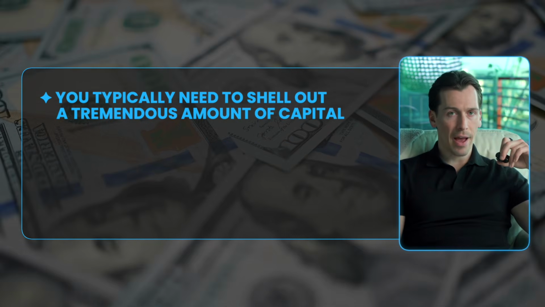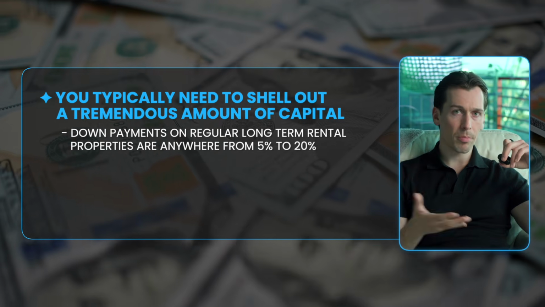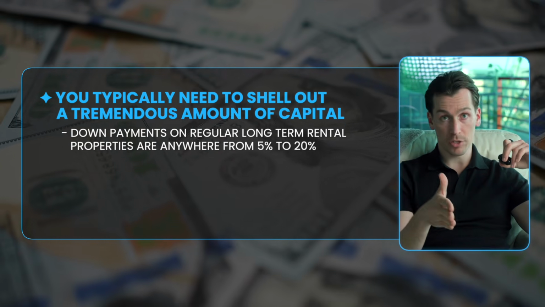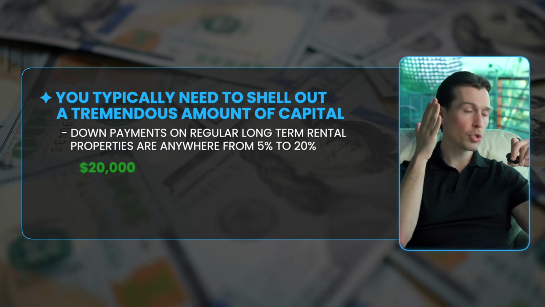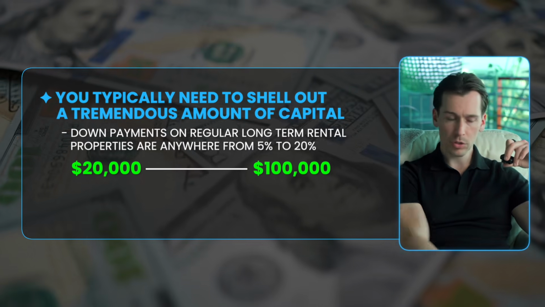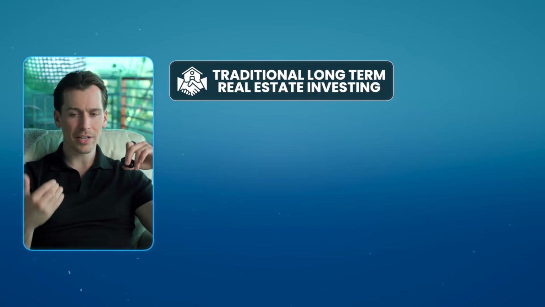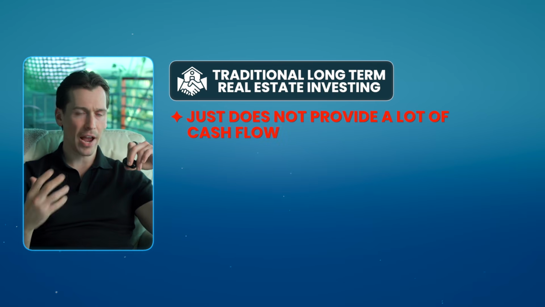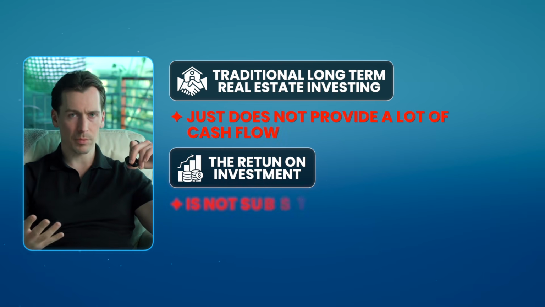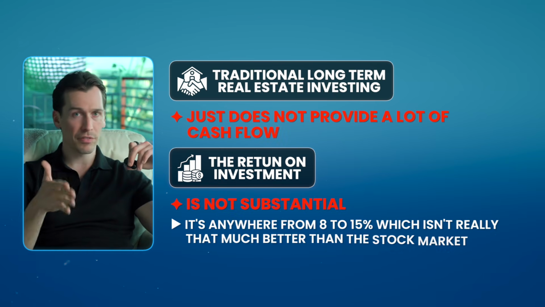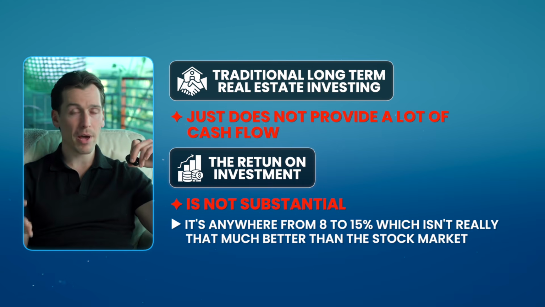Bottom line is you typically need to shell out a tremendous amount of capital. Down payments on regular long-term rental properties are anywhere from 5 to 20%, which very quickly adds up into $20,000 to $100,000. So it's very capital intensive, and a majority of the time the cash flow on these types of long-term rentals is just so slim. Without incorporating any of the other methods that we're going to talk about here today, traditional long-term real estate investing just does not provide a lot of cash flow. The return on investment is not substantial. You are lucky if it's anywhere from 8 to 15%, which isn't really that much better than the stock market.